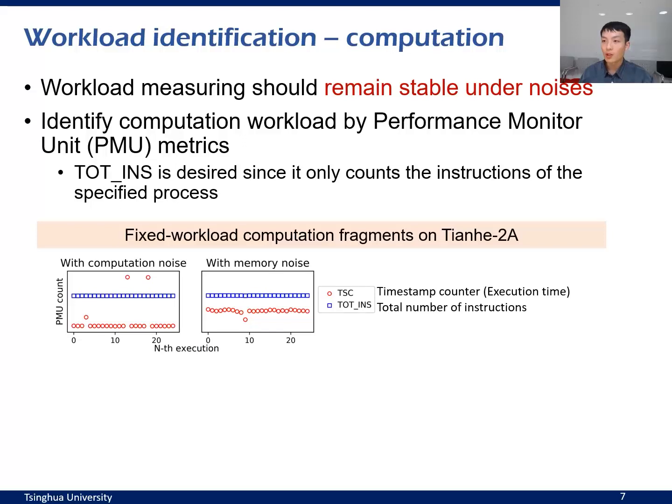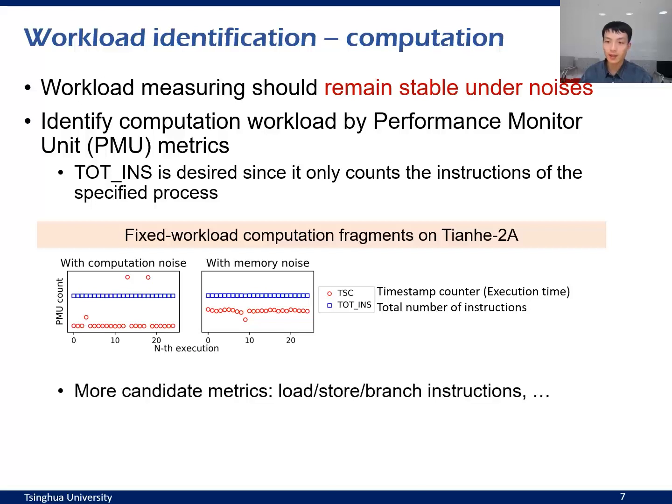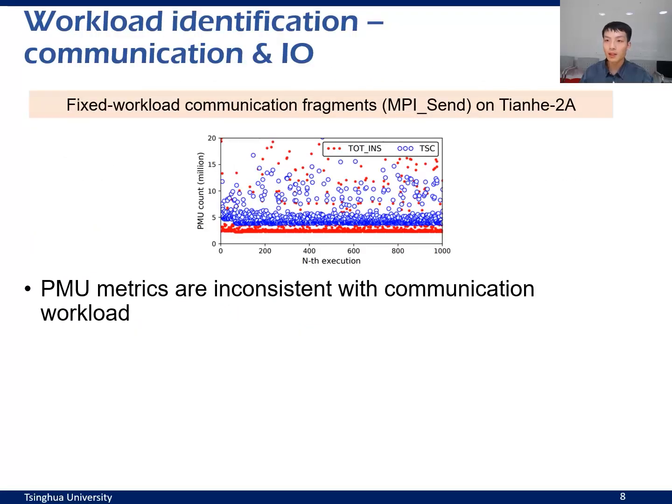In this figure, we show the execution time and the total number of instructions of fixed workload fragments under computation and memory noises. In both figures, their execution time, the red circles, varies a lot, but the blue blocks, the total number of instructions, are stable. This is desired since workload should not be influenced by variance. We can also select more such metrics, such as the number of load and store instructions and that of branch instructions. Now, let's move to the communication and I/O fragments.